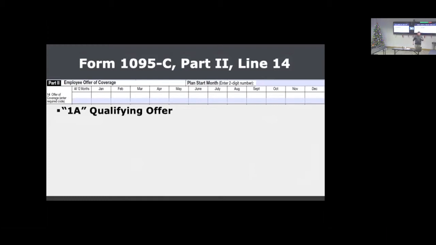This is the code that if you can use it, you should, because it means you don't have to fill out line 15. And it's the one that signals basically that we made the best offer that we could have to these employees. To be able to code line 14 with 1A, it must meet minimum essential coverage and minimum value. And again, if you're using EHA, it does. That's one of the things the Blues help us with. It's a great benefit because some employers are sorting through whether they actually have this as part of their plan. We have the luxury of getting to assume that.